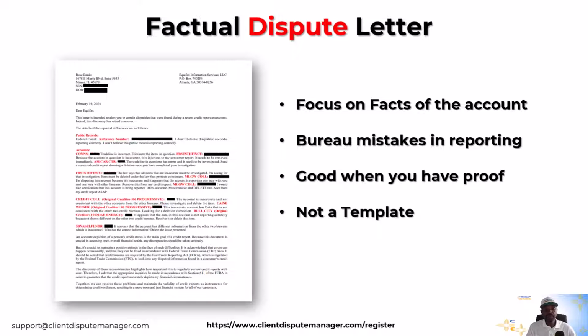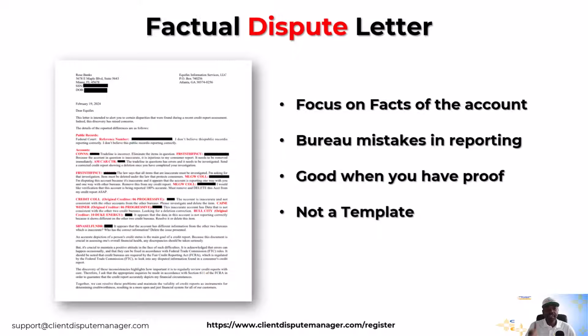Later I'm going to show you inside of the Client Dispute Manager how you can generate a unique factual dispute letter without using a template. So basically, factual dispute letters go based on the facts of the account itself. Is it wrong? Is it inaccurate? What's wrong with the account itself that makes it a factual dispute letter? Because you're not doing Metro 2, you're not doing consumer-based law. This letter doesn't have a whole lot of legalese or a whole lot of law in it. It's focused strictly on what is wrong with this particular account on my credit report.